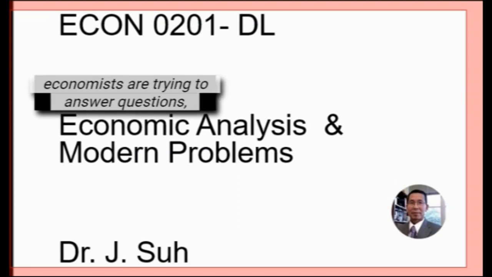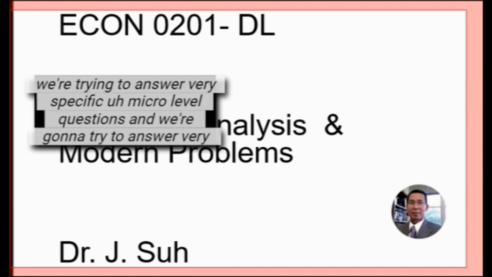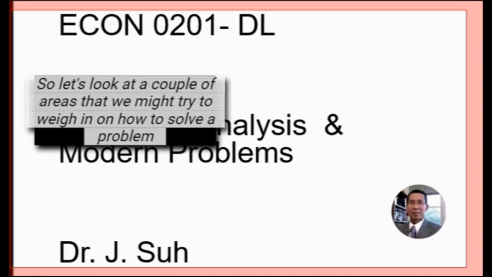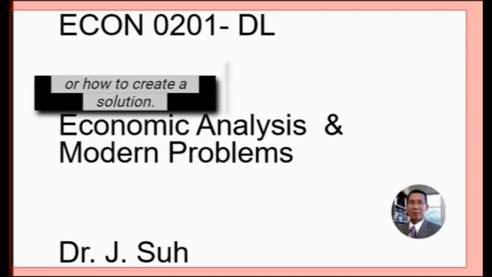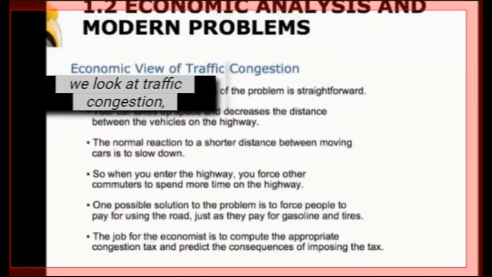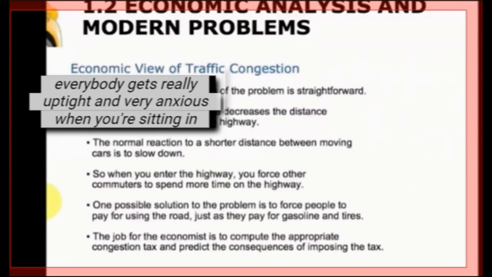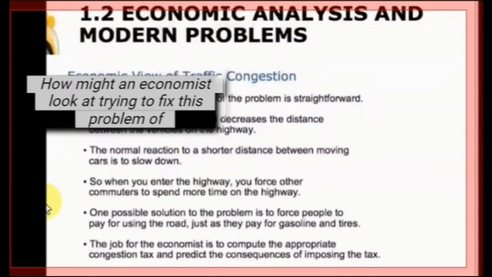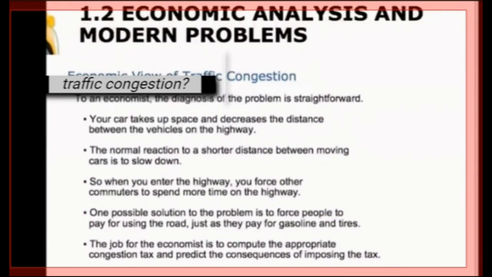So as we know, economists are trying to answer questions. We're trying to answer very specific micro-level questions, and we're going to try to answer very large macro-style questions. So let's look at a couple of areas that we might try to weigh in on how to solve a problem or how to create a solution. One of those, suppose we look at traffic congestion. Everybody gets really uptight and very anxious when you're sitting in traffic. How might an economist look at trying to fix this problem of traffic congestion?